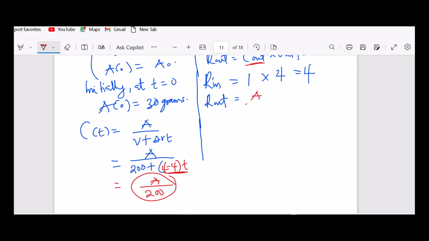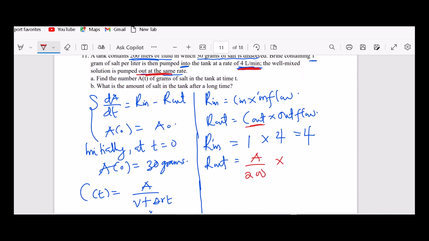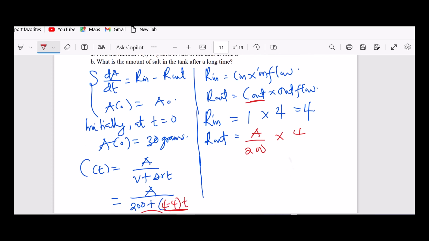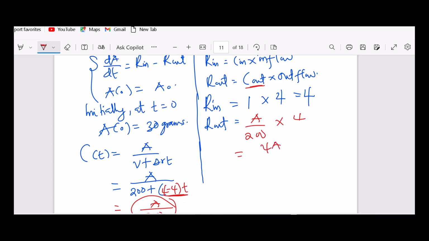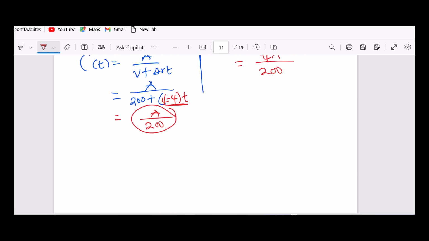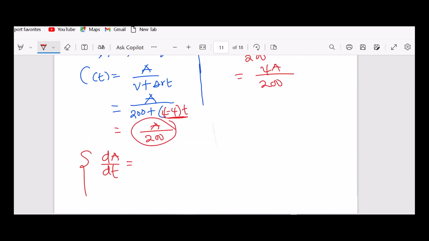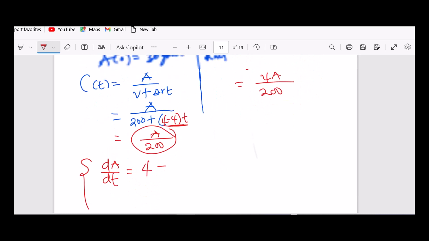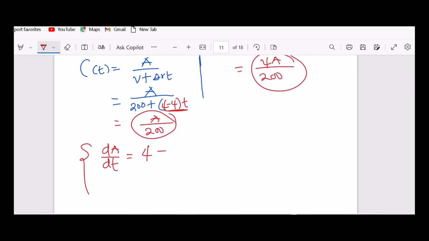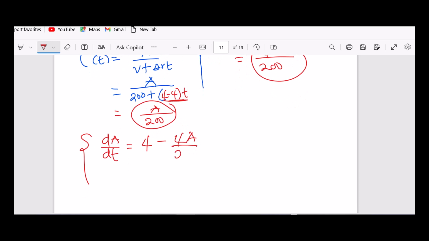So that's A over 200 times the outflow. Outflow is also 4, because they said the water goes out at the same rate, and so with this you get 4A over 200. Right now we can write our differential model: dA/dt is equal to the rate in, which is 4, minus the rate out, which is this, 4A over 200.